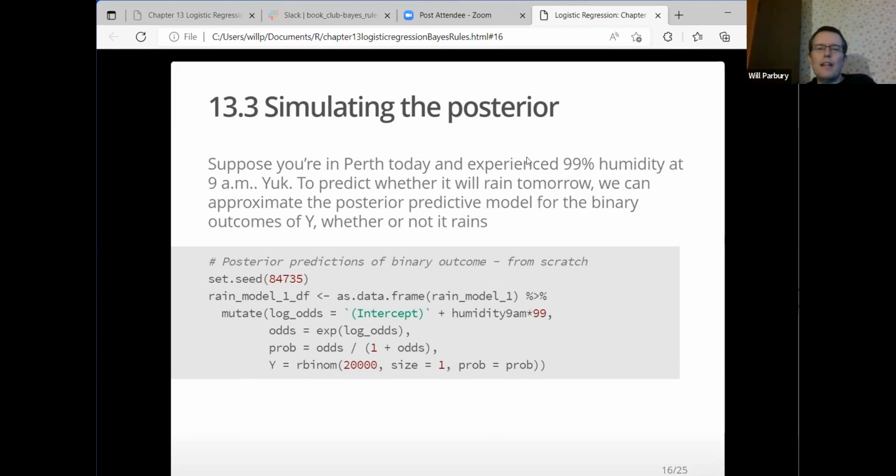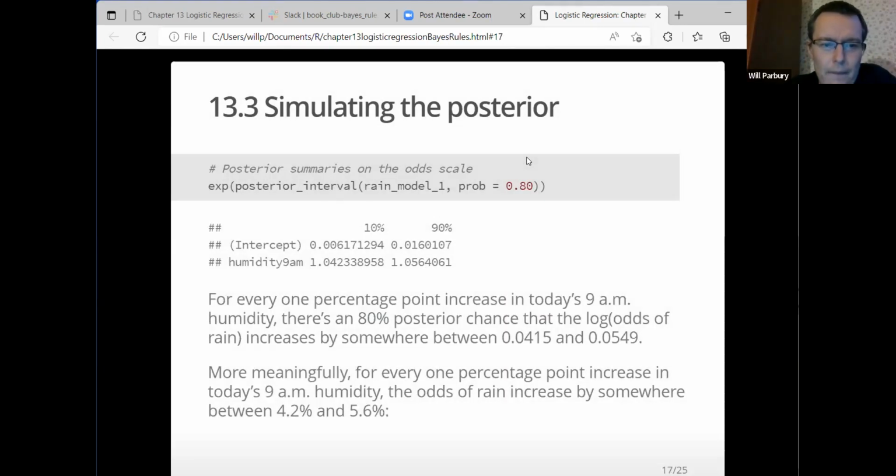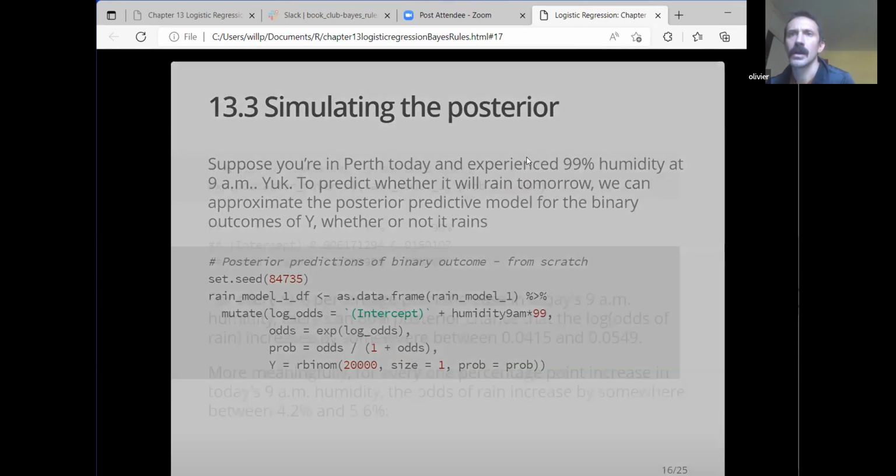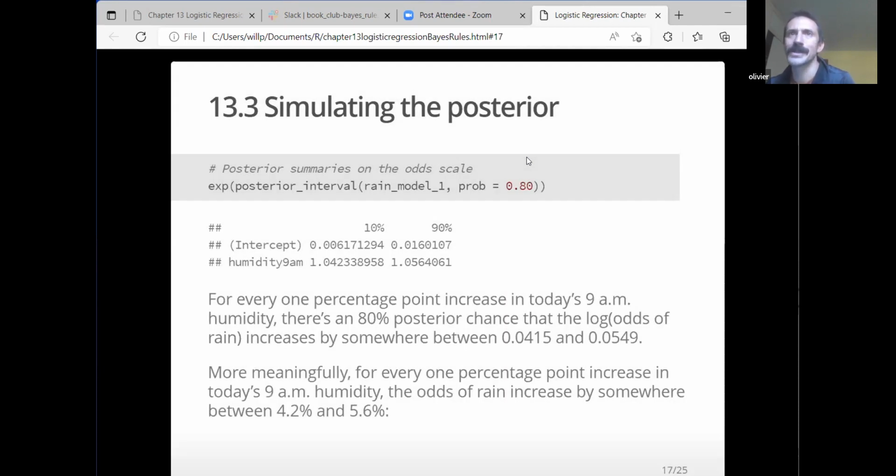Okay, so suppose you're in Perth today and you experience 99% humidity at 9 a.m. To predict whether it will rain tomorrow, we can approximate the posterior predictive model for the binary outcome y, whether or not it rains. So this is basically taking the 99% humidity example, putting it through some code and making a prediction. We go to the log odds, calculate the odds, then draw a random sample. No, first odds, then log odds, then probability, then random on the probability.